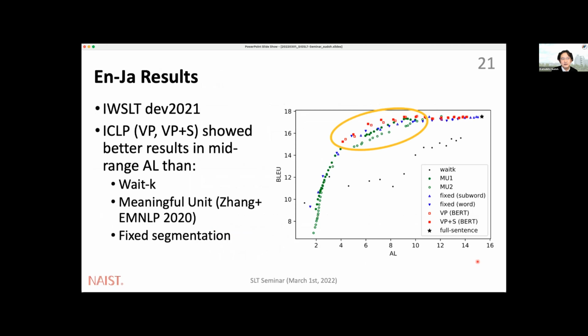So this is a result on English-Japanese translation for the IWSLT dev set for 2021. We got some improvements by our proposed method over the baselines: the wait-k, a meaningful unit, and the fixed segmentation using a predefined length. On the average lagging BLEU curves, in mid-scale average lagging conditions, our proposed method achieved higher BLEU scores than the other baselines.